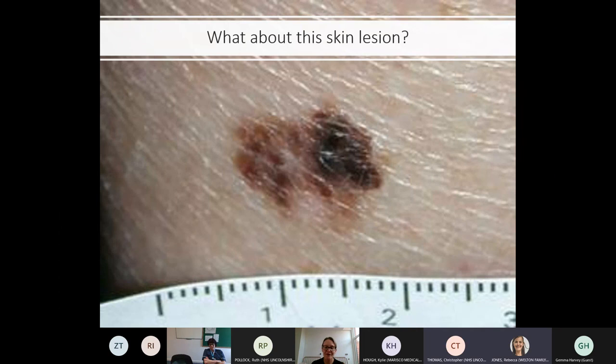I'd be doing a 2-week wait on that one. Yeah, it's suspicious, isn't it? Yeah, that really doesn't look good, does it? And that is a melanoma. So you're absolutely right, thinking, I don't like the look of that one, and thinking about 2-week rule.